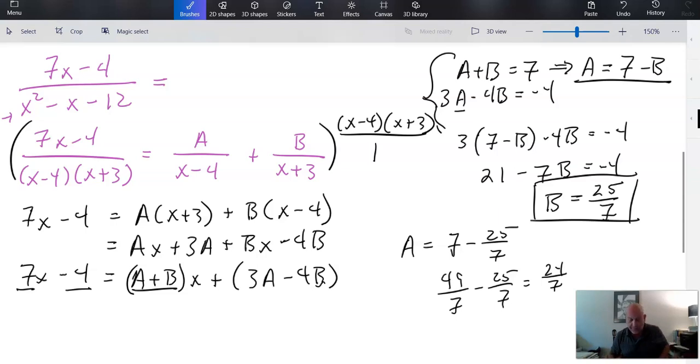Right? Now, I should have condensed that a little bit better. I need some room. Where do we want to put it? I'll just put it down here.